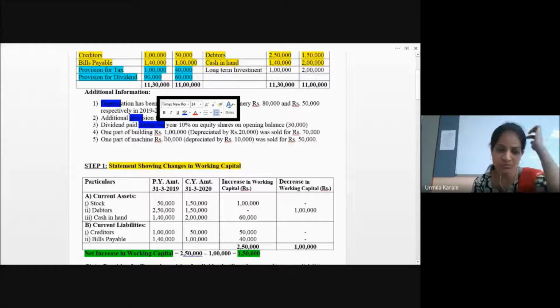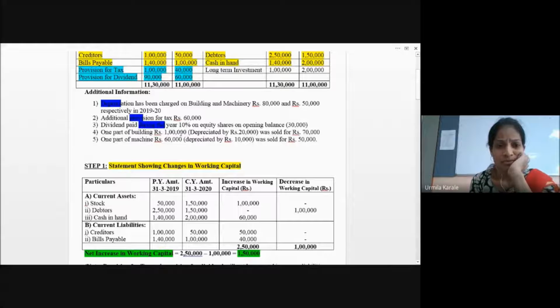Now next, this is to find out the value of the building which you are selling. One part of a building, 1 lakh rupees, depreciated by 80,000, was sold for 70,000. Though this is given, this is not the amount which you are actually going to use. You need to find out the value of the building which you have sold. One part of a building whose value was 1 lakh, depreciated by 20,000, means 1 lakh less 20,000. How much is the value of the building then? 80,000, which you are selling for 70,000.